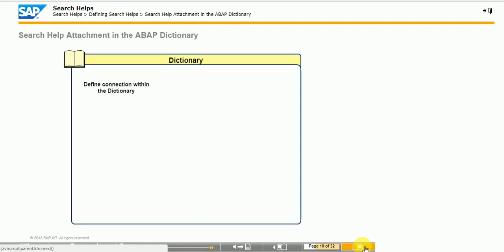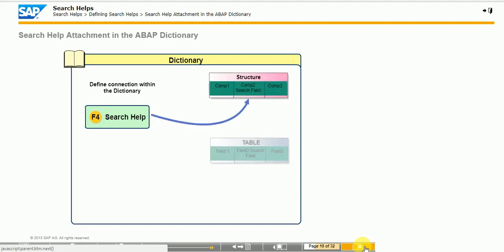A search help can be attached to ABAP dictionary objects in one of the following ways. A search help can be attached directly to a field in a structure or table. The definition of this assignment is similar to that of a foreign key. You have to define an assignment between the interface parameters of the search help and the fields of the structure, for which the system makes a proposal.